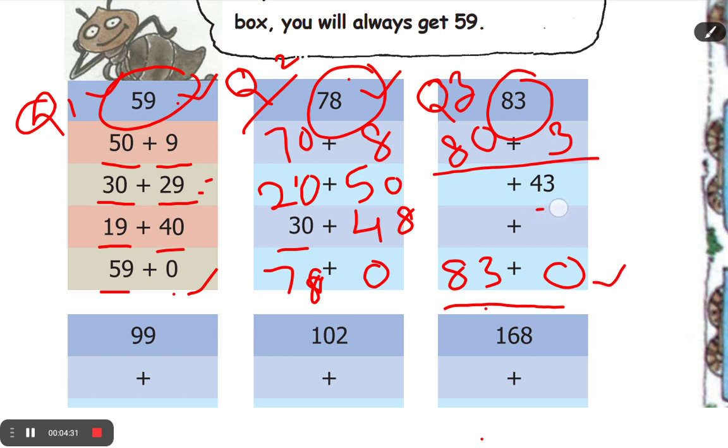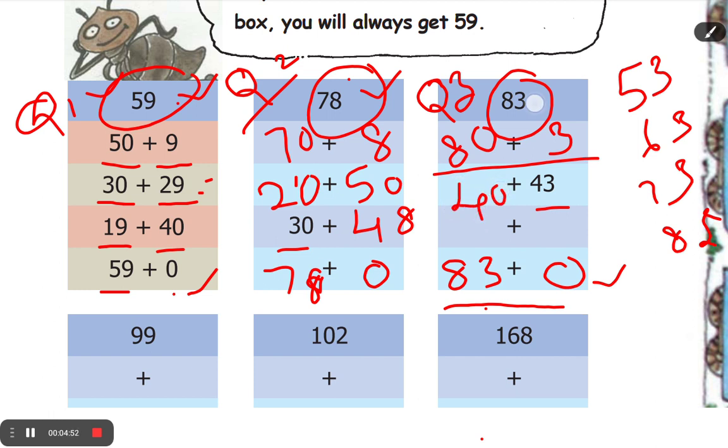And here he gave 43. So what might be the other number? You can count in tens. 43, 53, 63, 73, 83. So how many tens here? 4 tens. So 40. So 40 plus 43 is 83.